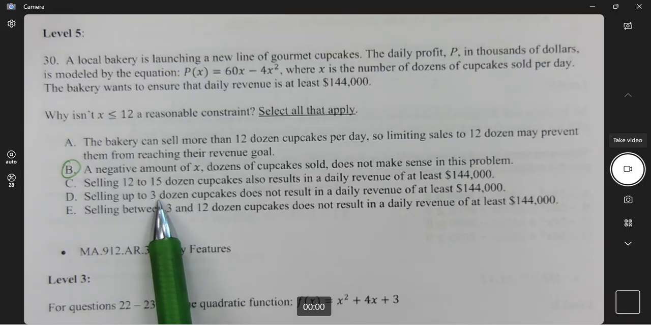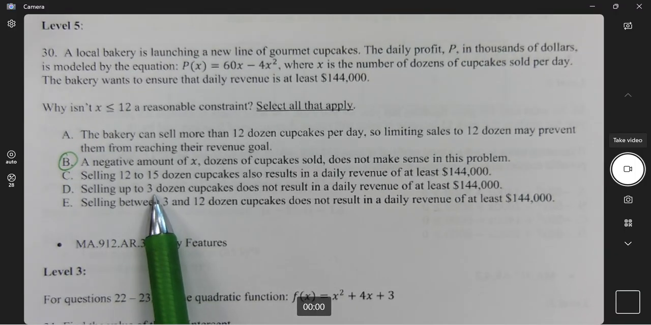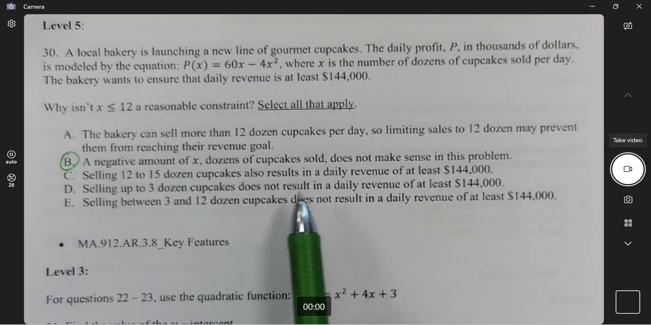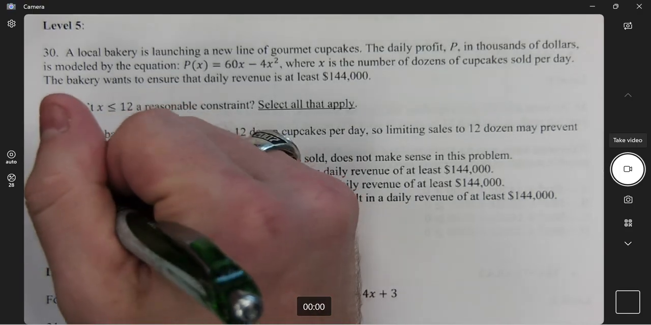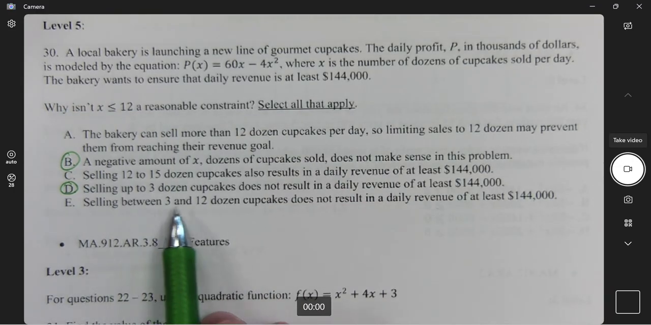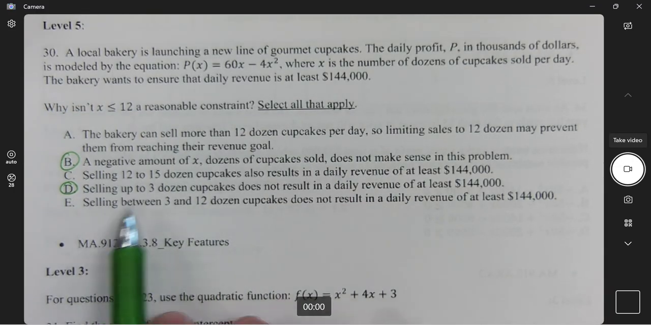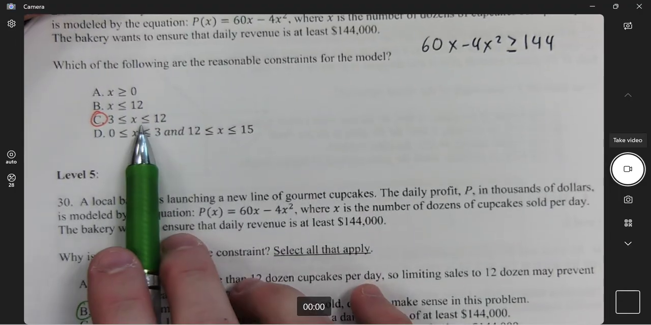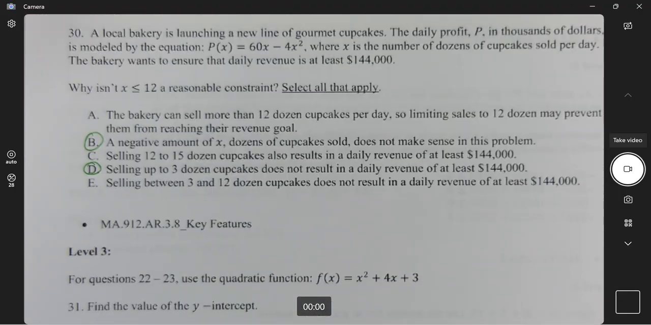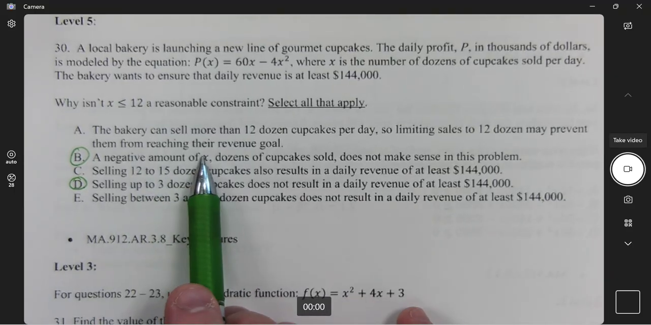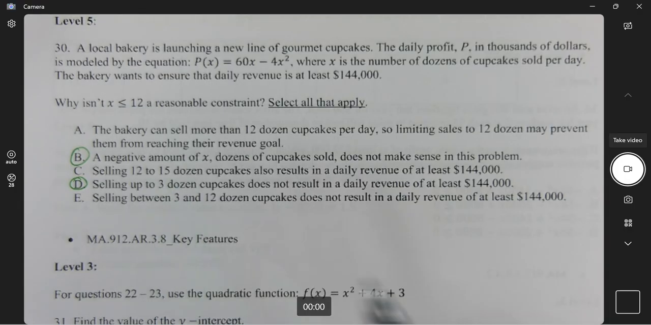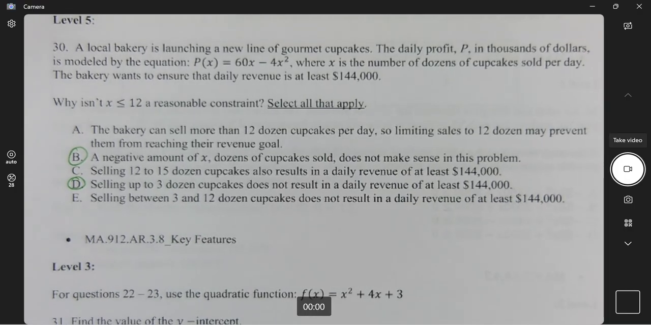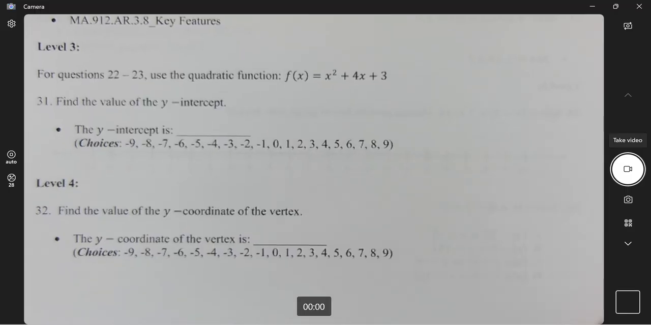Selling up to 3 dozen, that means 0, 1, 2, and 3 dozen cupcakes, does not result in the money we need. You're right, it doesn't. Selling between 3 and 12 does not, that's utter ridiculousness, because selling between 3 and 12 is exactly what we needed. So it makes no sense because negative cupcakes are a no-no, and anything between 0 and 3 dozen is also a no-no. Awesome. Next, let's walk away from cupcakes.